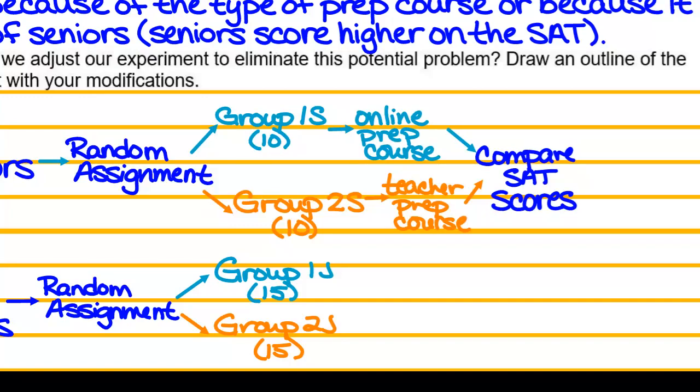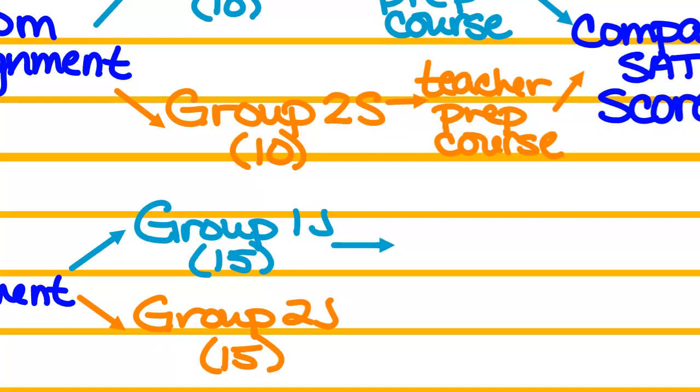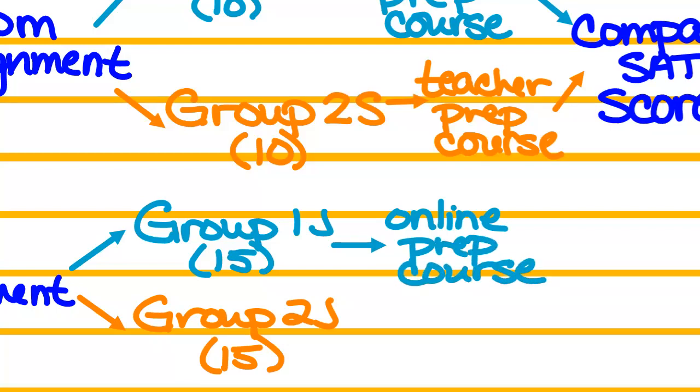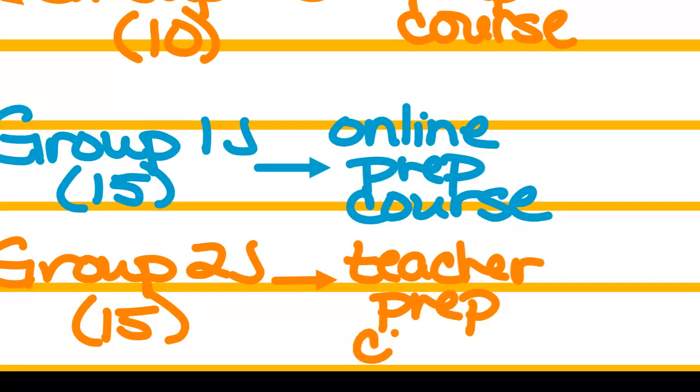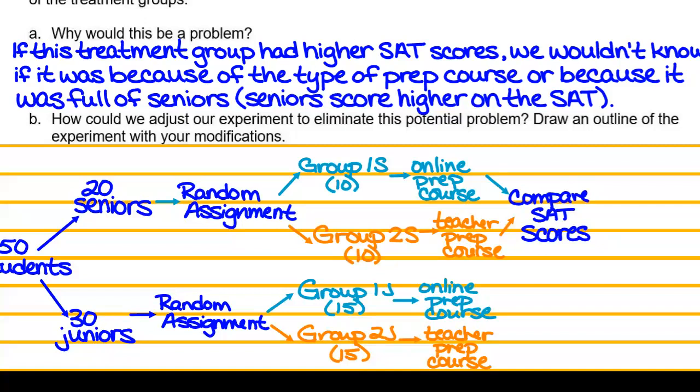All right, group 1J, what should happen to them? Online. And group 2J? Teacher-led, in-person classroom. All right, they've taken their classes. Compare their SAT scores.